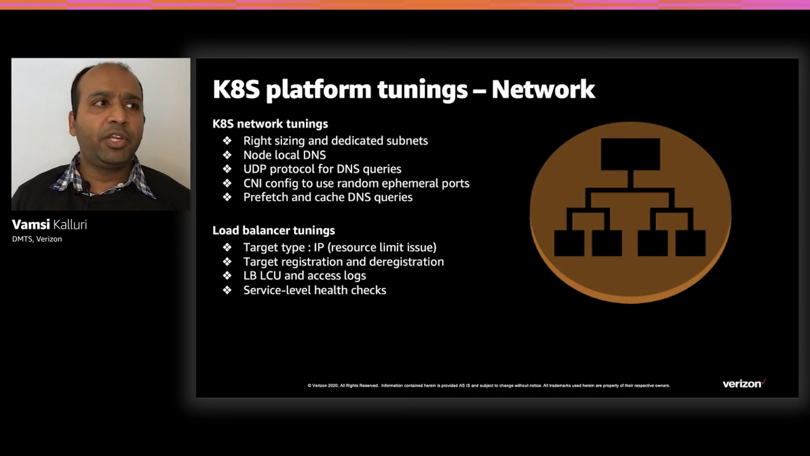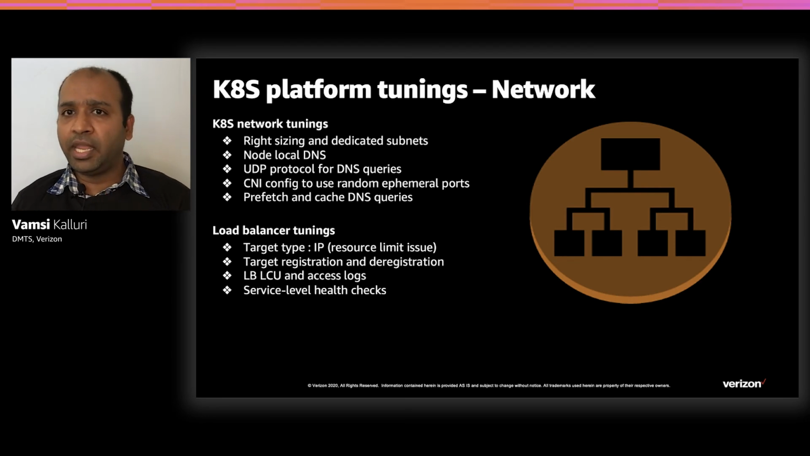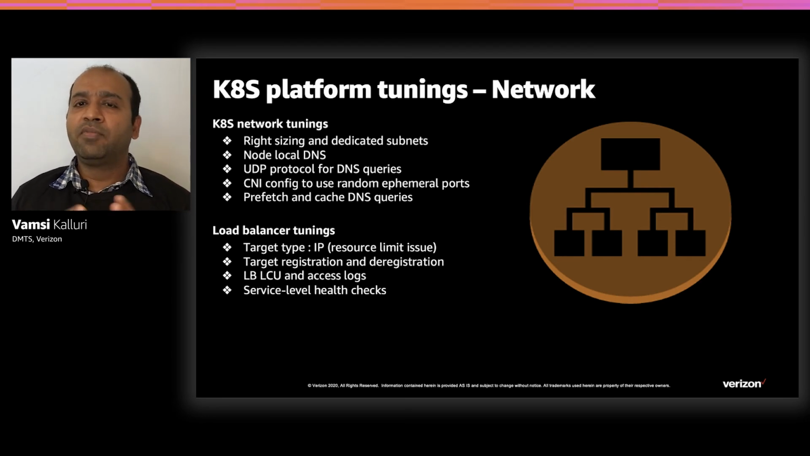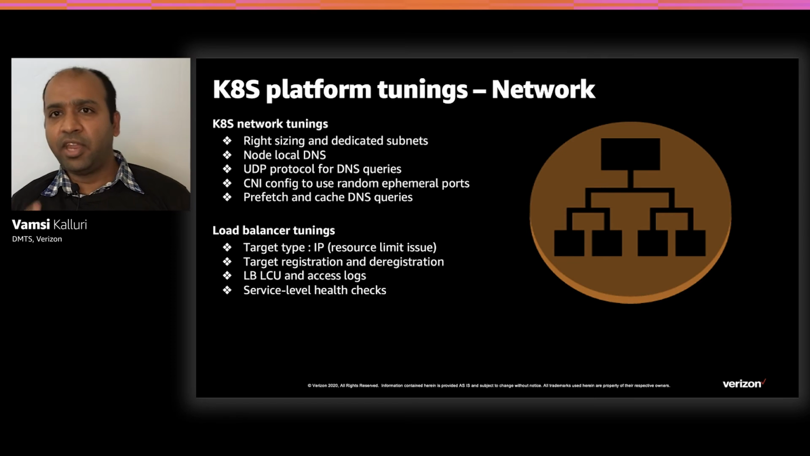As part of the network tuning, we had to right size and spin up new dedicated subnets to avoid the IP exhaustion in our VPC. We also optimized and customized our container network interface, which is nothing but the CNI, to use the secondary CIDR blocks for the pods.